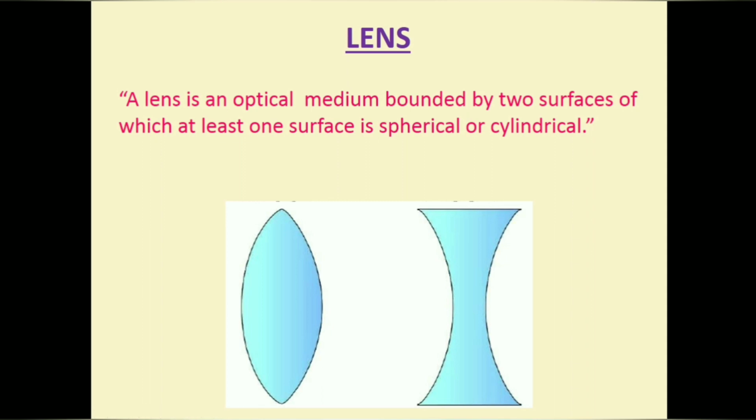So this is lens. In a spherical surface we considered only single surface. But here we are going to consider two surfaces which are bounded to each other, so that makes lens. So what is lens? A lens is an optical medium bounded by two surfaces of which at least one surface is spherical or cylindrical.